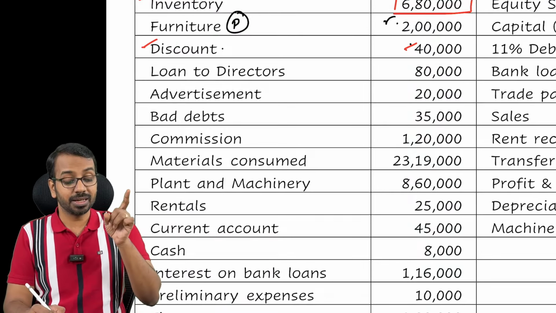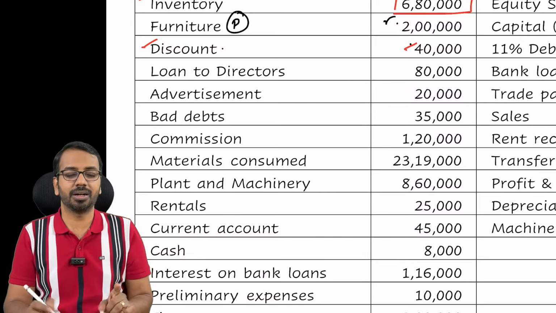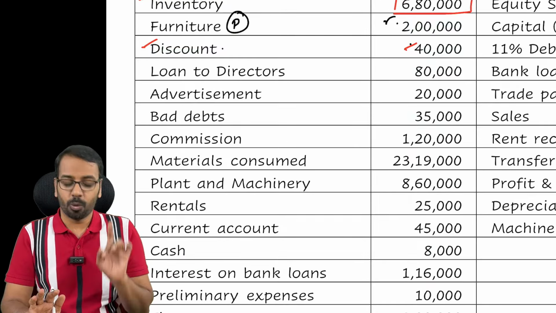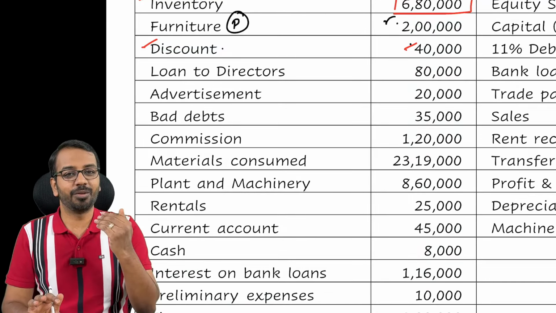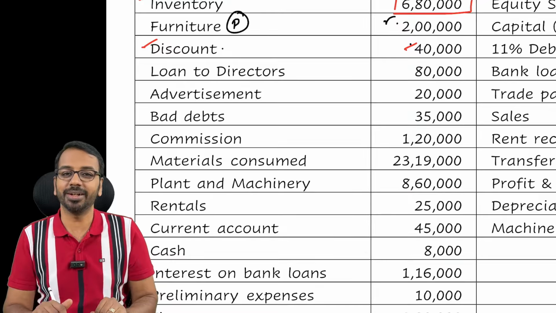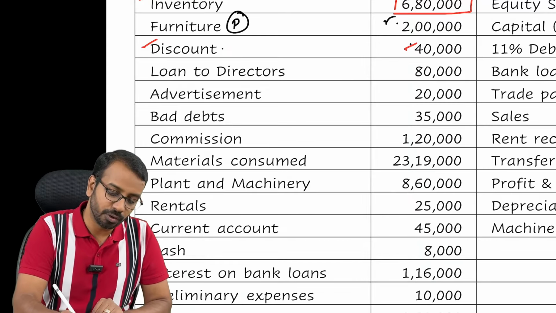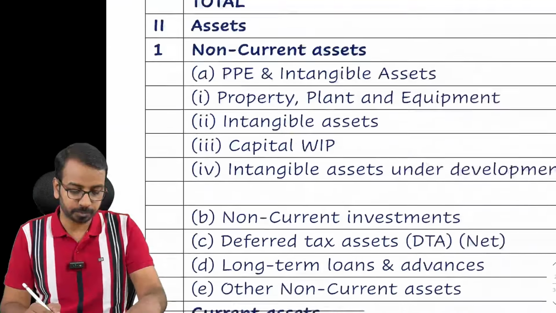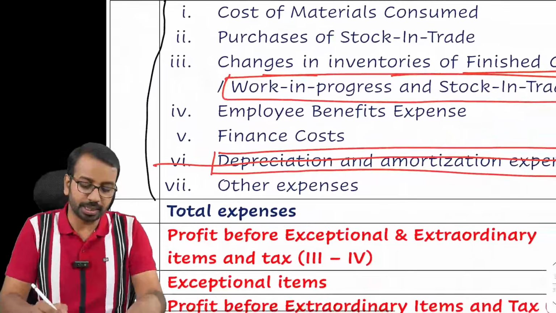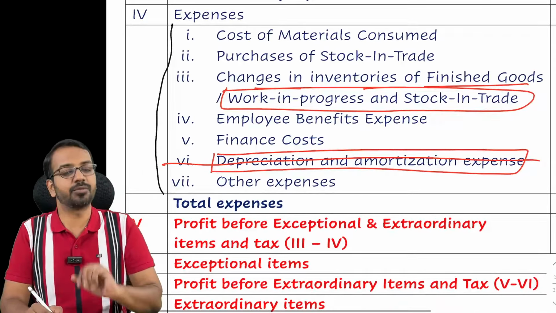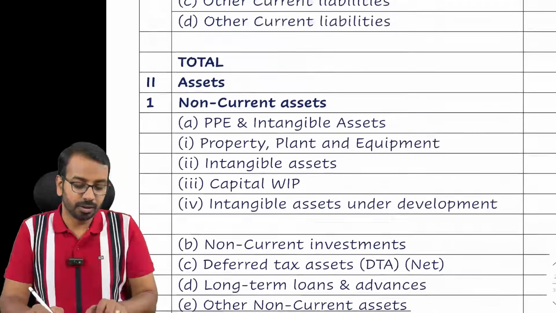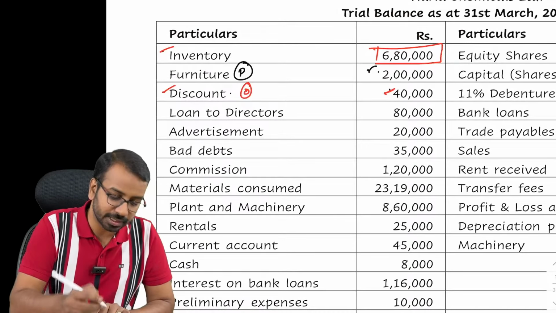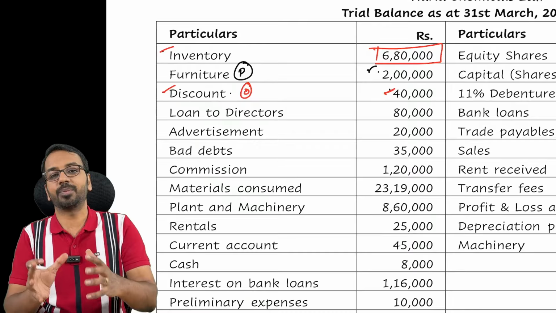See, as far as Schedule 3 financial statements are concerned, you just need to be clear about where to show which item. Once you are clear with that, there will be no problem in solving the questions in the examination. All right. So 40,000 of discount, other expenses. Under other expenses we will have, and for this we need a note. So this is other expenses. Similarly, other expenses will combine and prepare a note.